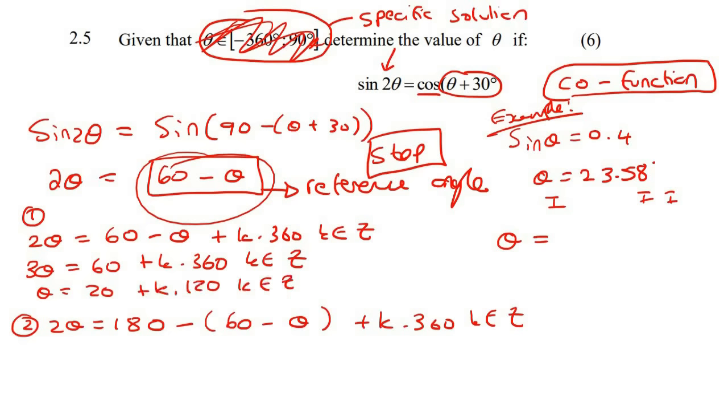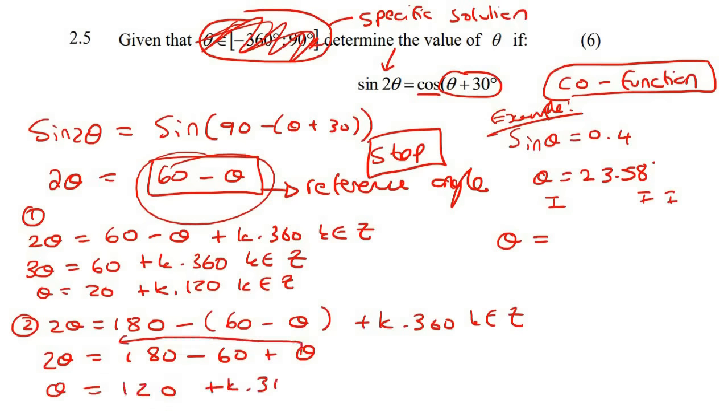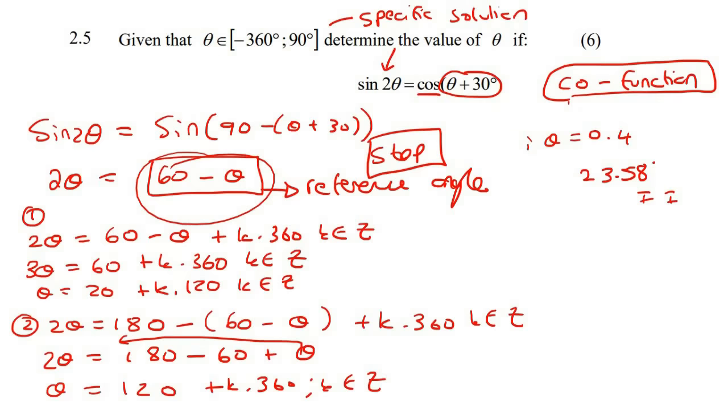And then with this part over here, you're going to say 2 theta is equal to 180. Now put the minus in, so minus 60 plus theta. And so that's going to give us, bring this theta over to the other side, so that'll be theta equals 120 plus k times 360, k is an element of z. Okay, so we have our 2 general solutions, but we don't have our specific solutions. So let's write everything down.